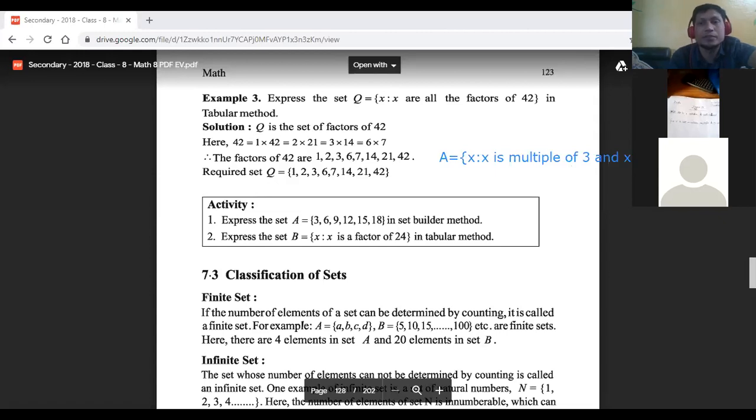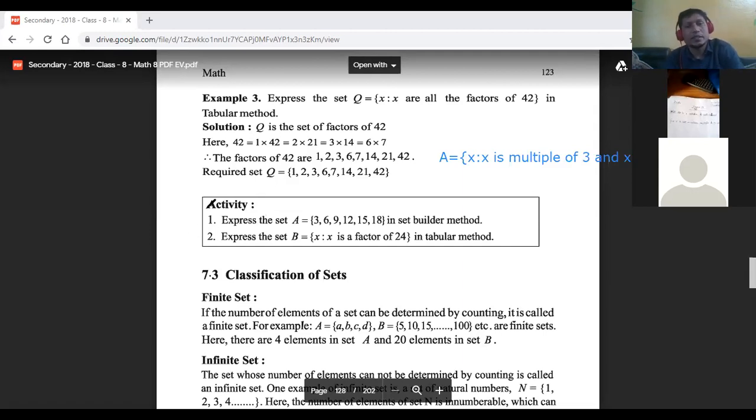This is less or equal to x less or equal to what? 8. You will write down 8 here, and close the second bracket. So x such that x is a multiple of 3 and x is less or equal to 8. This is the expression of the Set Builder method. I think you understood this.